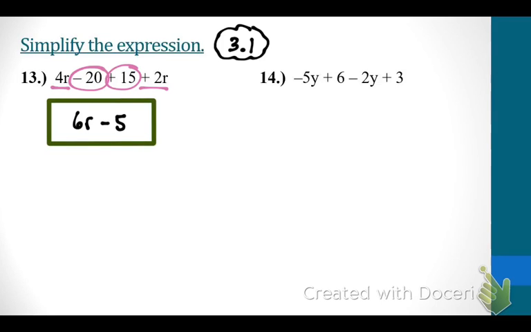All right, on to the next one. Aubrey, tell me what to do. First you underline the negative 5y and negative 2y, then you circle the positive 6 and positive 3. Excellent. Let's combine the variable terms first. That equals negative 7y, and 6 plus 3 equals positive 9. Very good.